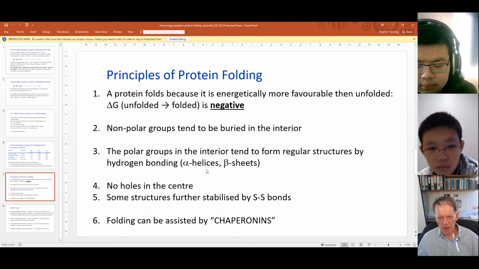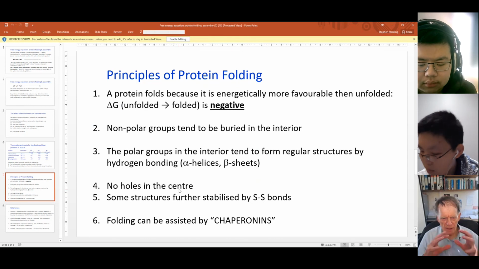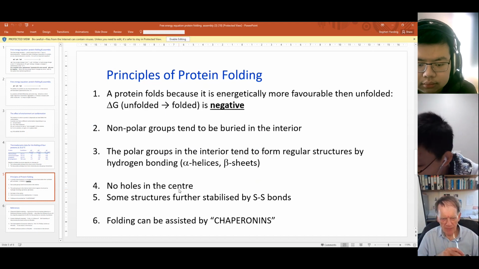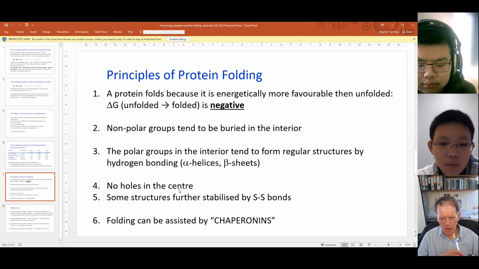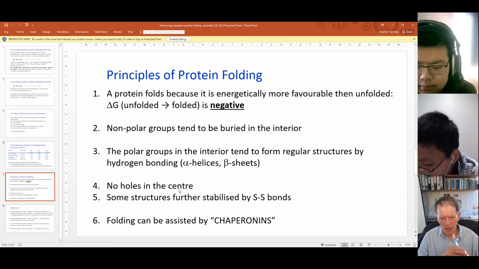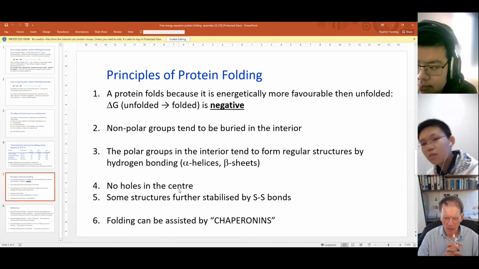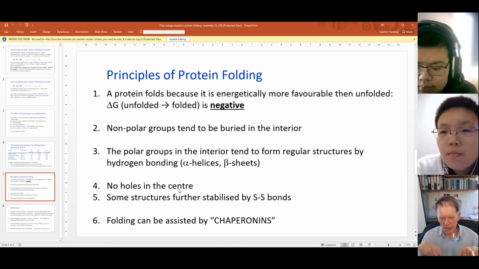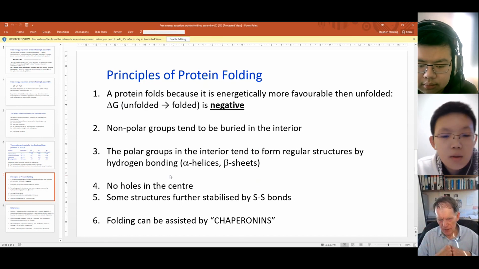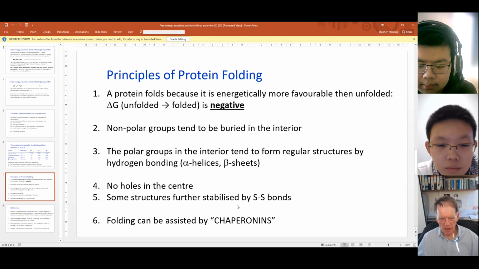The two types of regular structure are alpha helices and beta sheets. We don't find holes in the center of the molecule, not normally anyway. That is, again, thermodynamically unfavorable. Some structures can be further stabilized by disulfide bonds. There are two amino acids, methionine and cysteine, but cysteine is the amino acid usually involved in disulfide bonding. So you can get one cysteine binding to another cysteine residue at different parts of the polypeptide chain by disulfide bonds, and this stabilizes the folded structure.